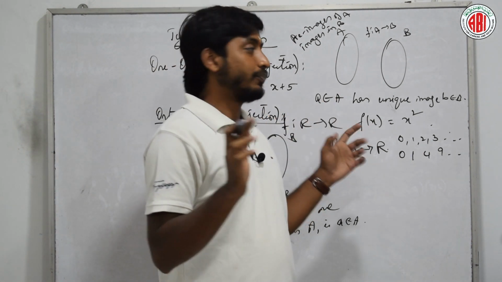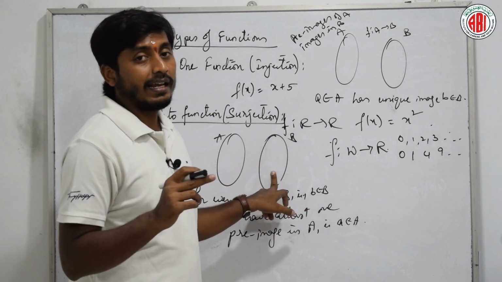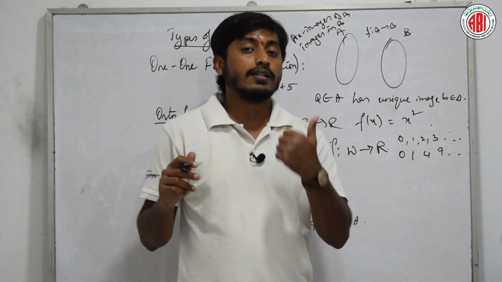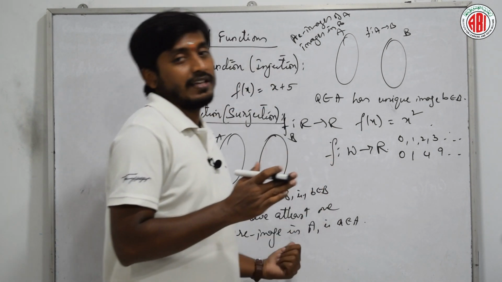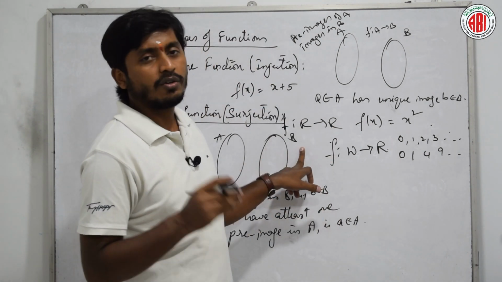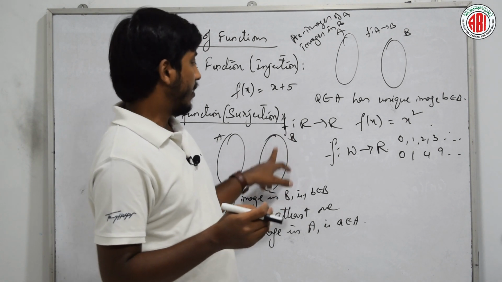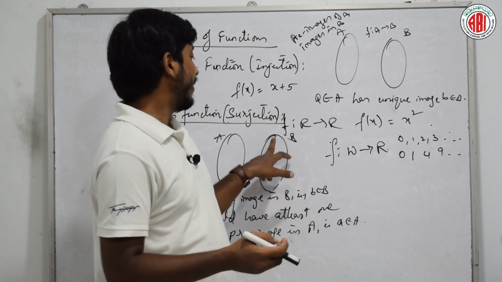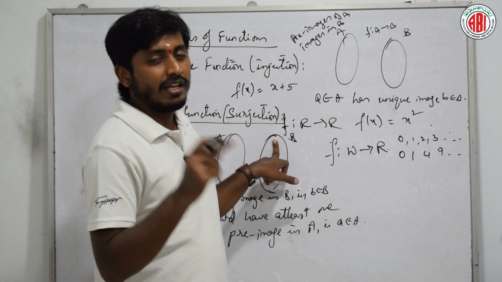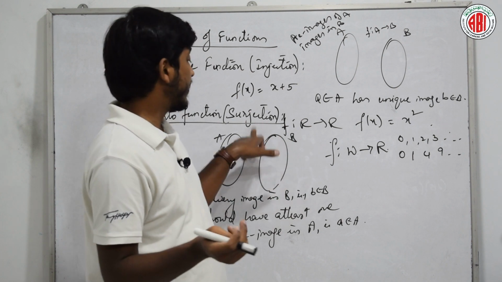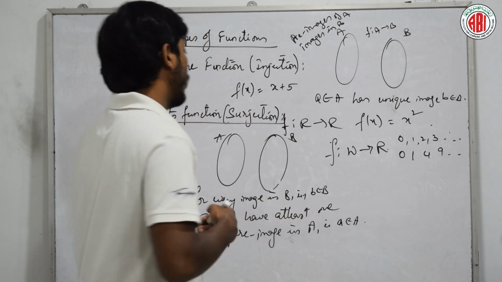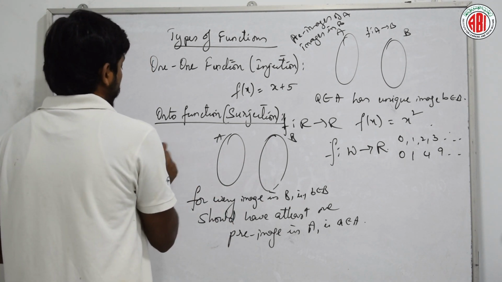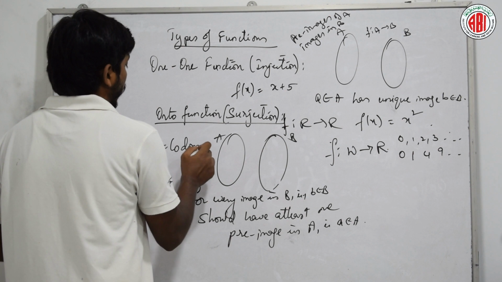Clear? Fine. And one more thing I can say about the onto function: what is a range? Range is the set of all images, right? What is codomain? Codomain is the set of all elements in B. Then if I define a range, range may not be equal to codomain, but in surjection, range should be equal to codomain. What is the condition for surjection? Range should be equal to codomain.